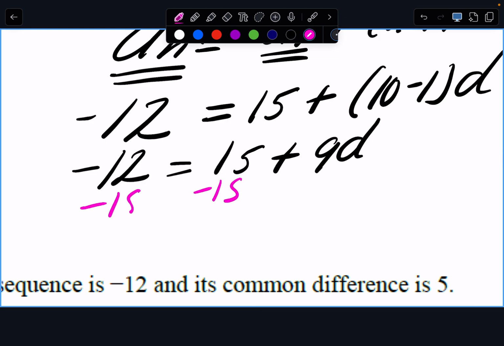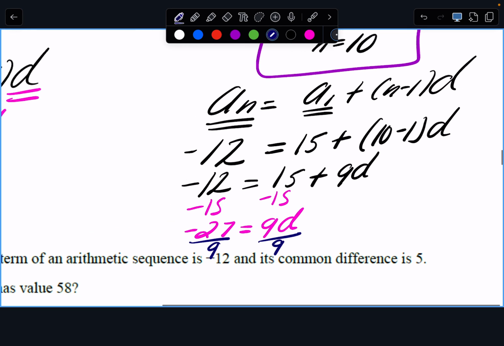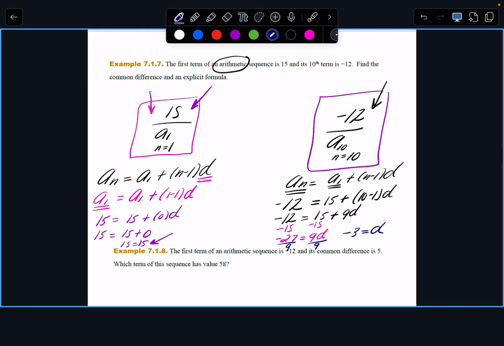So the first step would be subtract 15. Negative 27 equals 9d. Solve for d. Divide by 9. Negative 3 is d. So now can we write our explicit formula?